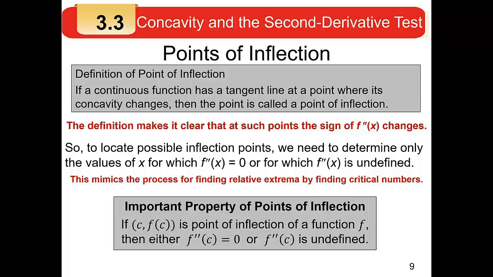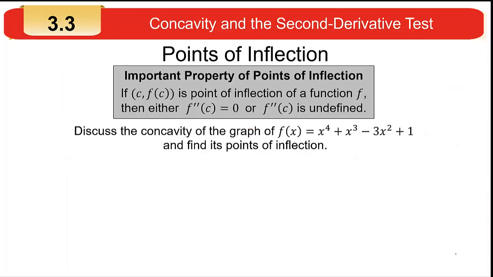And I've said this before, but again, it's important. If the point (c, f(c)) is a point of inflection of some function f, then it's going to be true that either the second derivative is 0 or the second derivative is undefined. Let's look at this example.